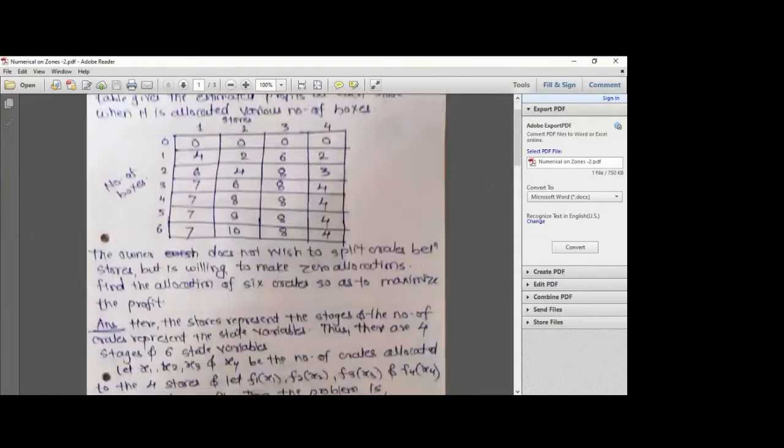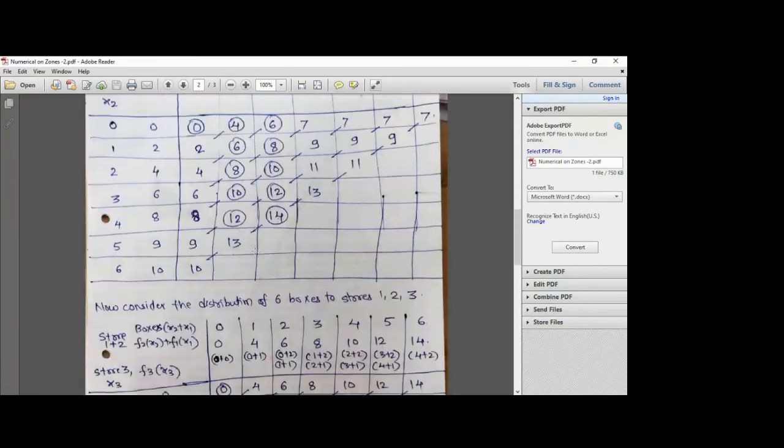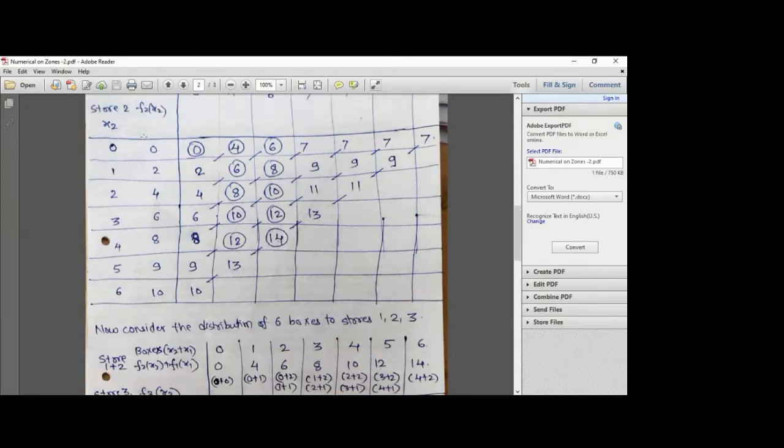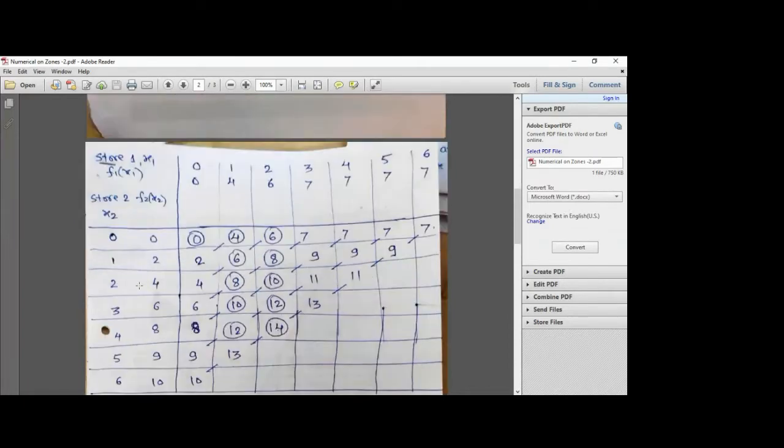For x2 now, for store 2, the values are 0 2 4 6 8 9 10, right? So here also you can see 0 2 4 6 8 9 10, these values are there, and the associated crates are also represented. So now you can see, for 0 crates the combination will be 0 plus 0, and here obviously it will come as 0, right?